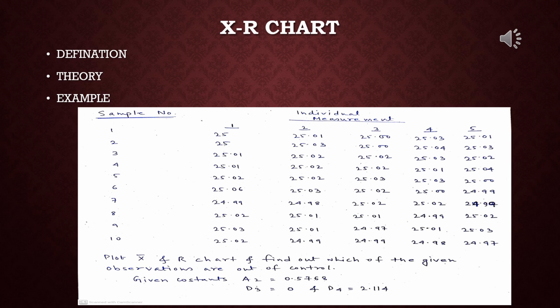For sample 1, the first result is 25, the second result is 25.01, the third is again 25, the fourth is 25.03, and the fifth is again 25.01. Similarly, it continues from 2 to 10. What we need to do is plot the X bar and R chart and find out which of the given observations are out of control. As I told you, A2, D3 and D4 are constants and will be given to us. Here the value of A2 is 0.5768, D3 is 0, and D4 is 2.114.